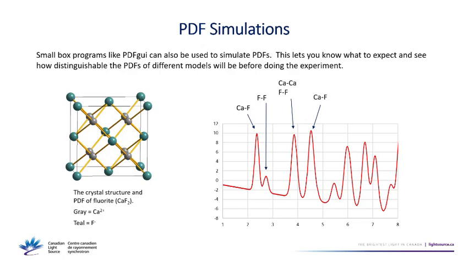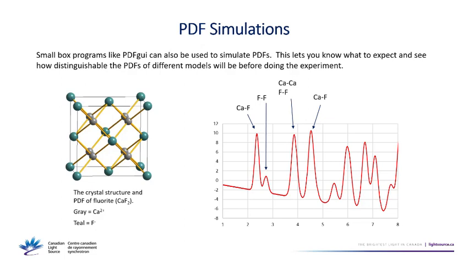Okay, and the other thing I was going to say was with the small box software, you can also simulate PDFs, which is useful. So this is like the crystal structure fluorite, and this is just a PDF I did of that. So you can see, like I was saying before, this first peak would be the calcium-fluorine distances. This would be the fluorine-fluorine. This one is considerably stronger because calcium has more electrons than fluorine, so you get more contribution from the calcium.